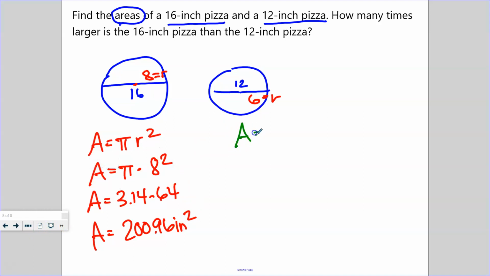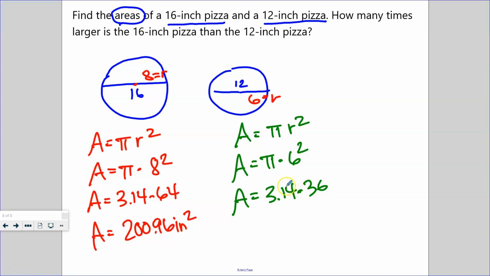All right, so we have area equals pi r squared. We've already determined the radius. Area equals pi times 6 squared. Again, the units are squared as well, so that's how we get the inches squared. Area equals 3.14 times 36. And area equals 113.04 inches squared.